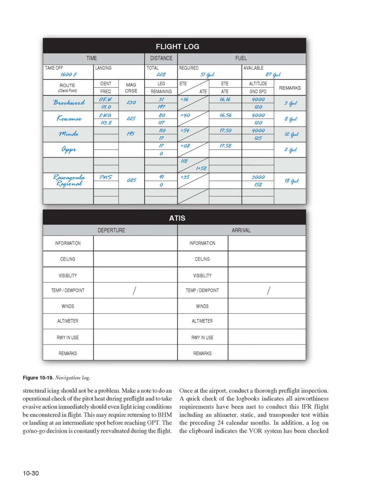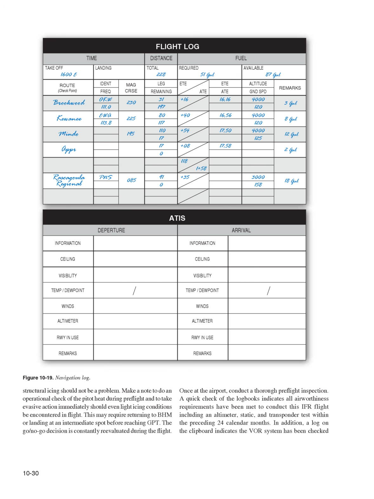Flight log: time, distance, takeoff, landing, total. Route checkpoints: Brookwood 111.0, Kewanee 113.8, Mindo, Regional, Departure information, ceiling, visibility, temp/dew point, winds, altimeter, runway in use, remarks. Figure 1018.